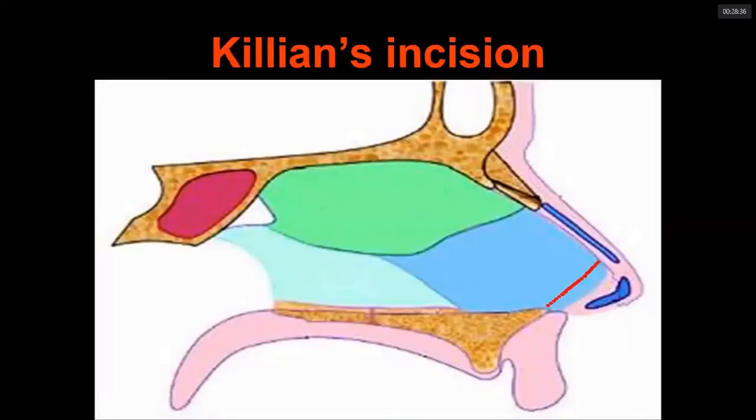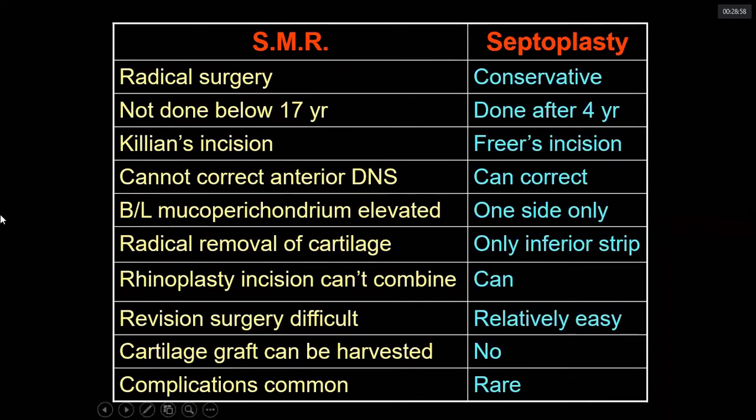Sometimes you'll be asked the differences between the septoplasty and the submucous resection, okay? And this is a very common question for your term exams and sometimes also the theory exams. So you'll be asked, what is DNS? Sometimes the questions are like this: what is DNS and differentiate between septoplasty and SMR? 1+4 marks, a total of 5 marks. Okay, so these are the differences between SMR and septoplasty and you need to remember it.